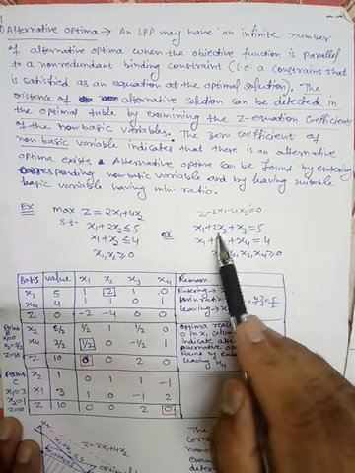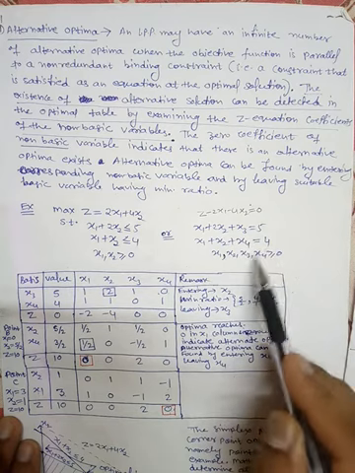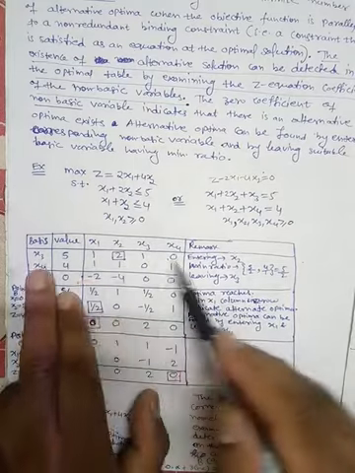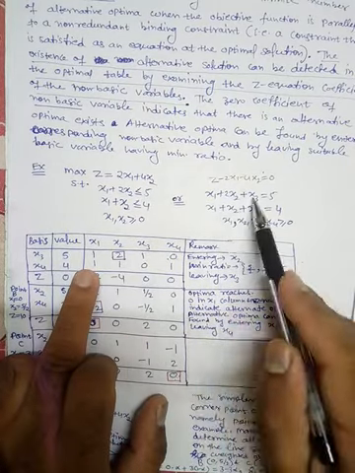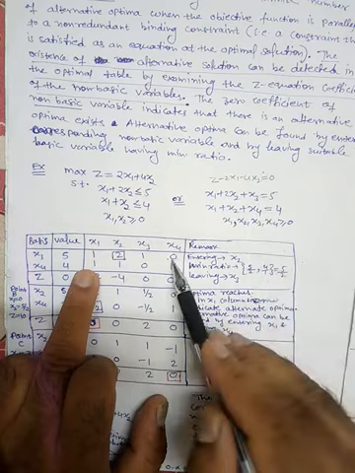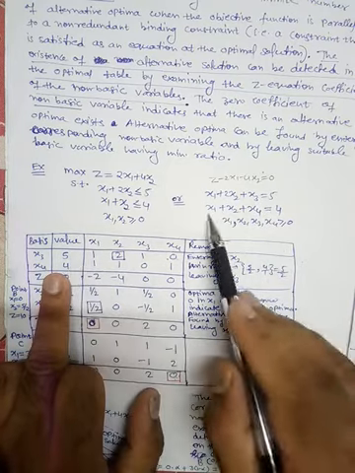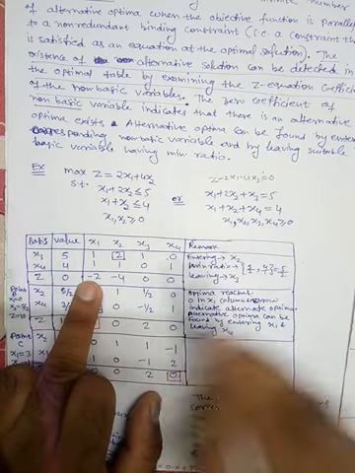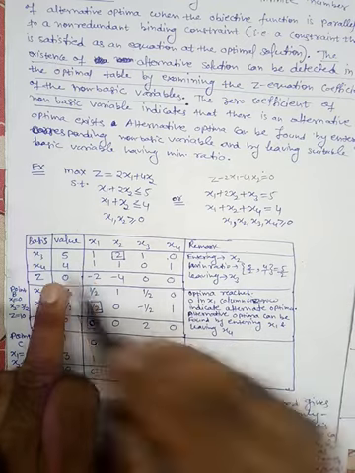So we get x1 plus 2x2 plus x3 is equal to 5, x1 plus x2 plus x4 is equal to 5, where x3 and x4 are basically the slack variables. Now write down the first constraint. The coefficient of x1 is 1, coefficient of x2 is 2, coefficient of x3 is 1, there is no x4 so 0, and the right hand side is 5. Similarly the second constraint: coefficient of x1 is 1, coefficient of x2 is 1, coefficient of x3 is 0, x4 is 1, right hand side is 4.